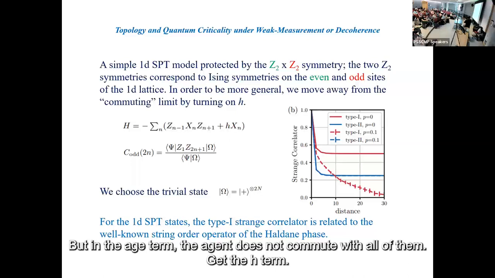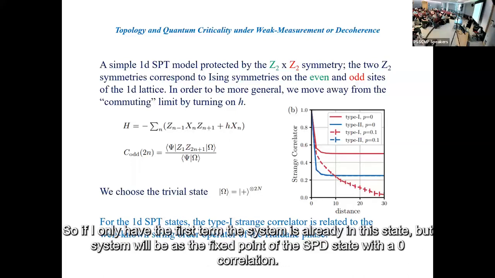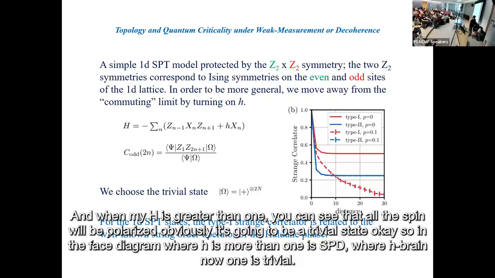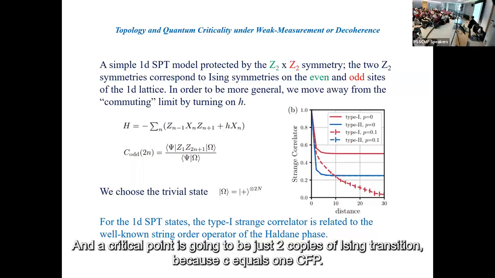If I only have the first term, the system is already the SPT state, but the system will be at the fixed point of the SPT state with a zero correlation length. And the second term will move the system away from the fixed point and give the system a finite correlation length. And there's a phase diagram. When h is smaller than one, the system is always going to be in the SPT state. When h is greater than one, all the spins will be polarized. Obviously, it's going to be a trivial state. And the critical point is going to be just two copies of the Ising transition, or just a c equals one CFT.